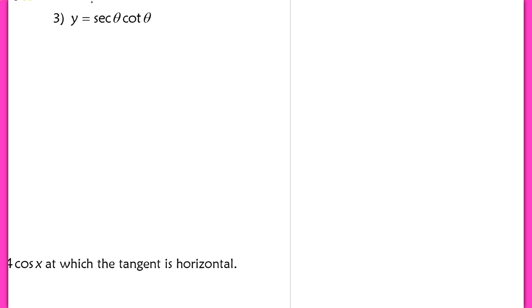Okay, now example 3 is an example where it pays to kind of simplify this before you try to just jump right into maybe the product rule here.